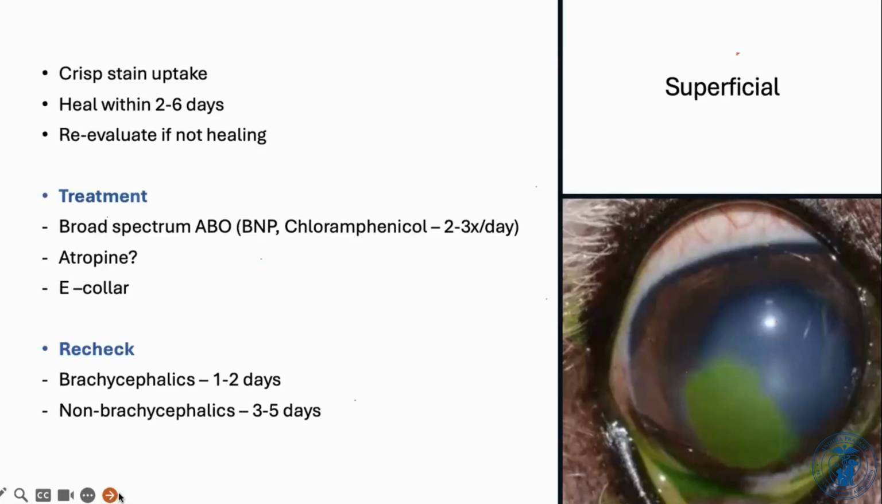And how do we recheck it? For brachycephalics, I would like to recheck that ulcer every 1 to 2 days till the time I am satisfied that it is shrinking, the size is reducing and the pet is more comfortable. As the ulcers start healing, you will tell the client that his discomfort will start getting down, even the blinking will become better, and the watery discharge also will reduce. In non-brachycephalic breeds, I'm a little laid back, so I'll recheck that ulcer in 3 to 5 days.